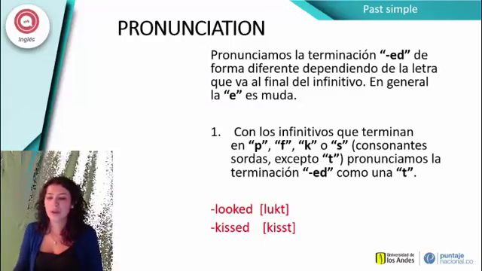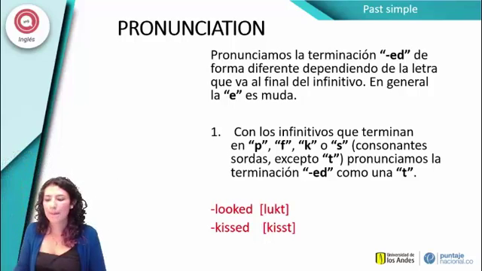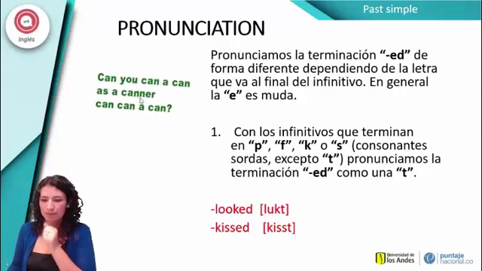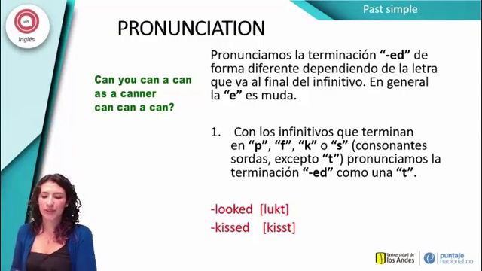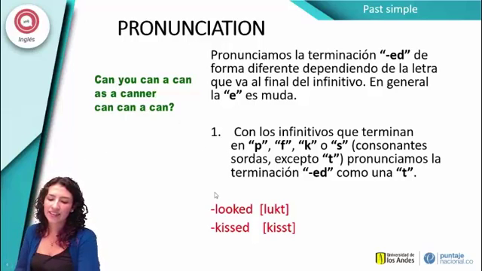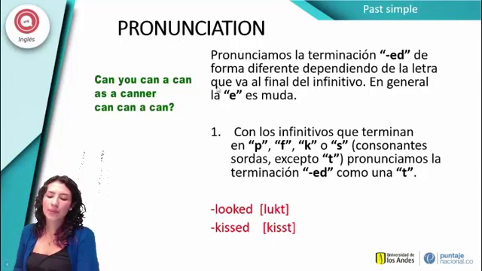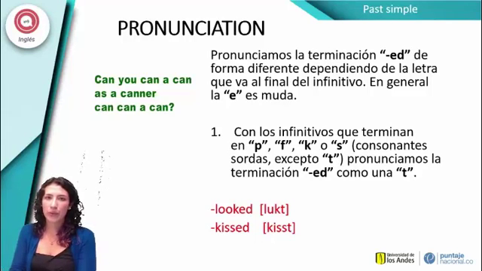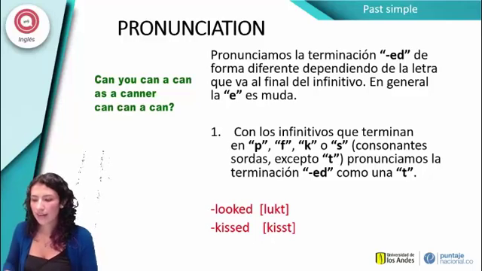Now let's go to some pronunciation rules that are very, very important. So, excuse me guys, here we have a tongue twister. Can you, can, as a canner, can. Okay, so why this? Because sometimes we have some problems pronouncing the ed at the end of the words when we are talking in English. Because when we are talking in the past simple, the sound of the ed changes depending on the verb and on the other sounds or the phonetics of the rest of the word. Okay? So let's check the pronunciation.